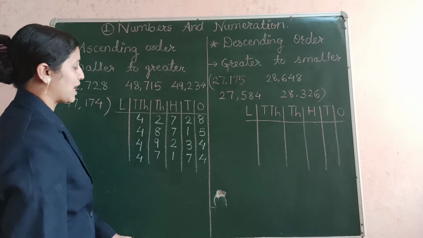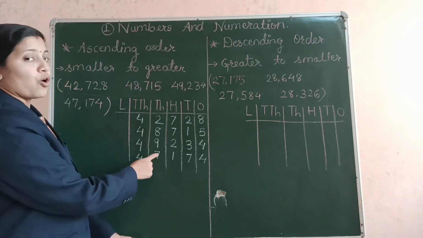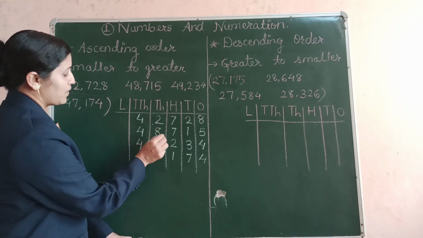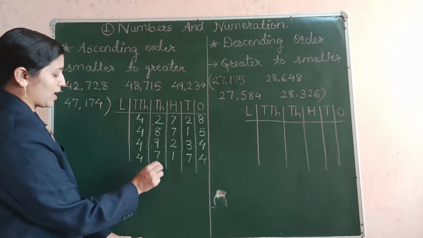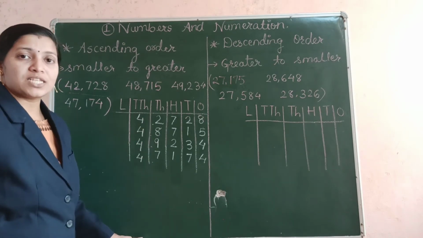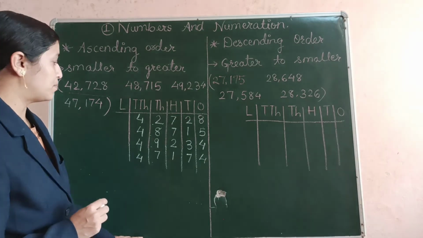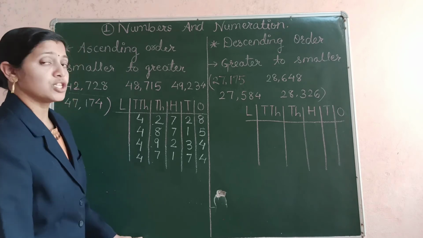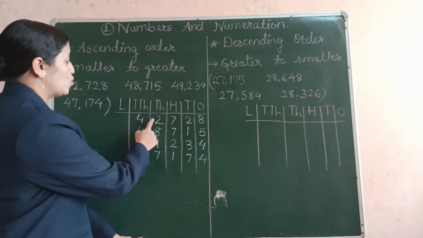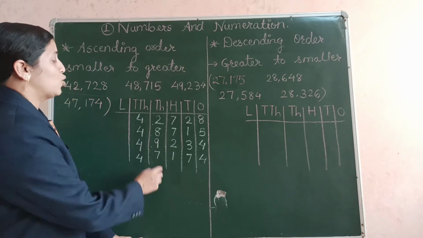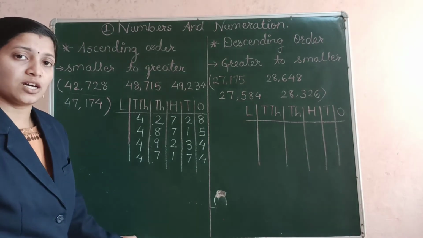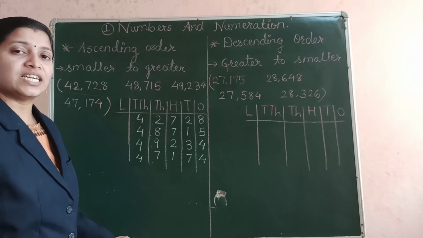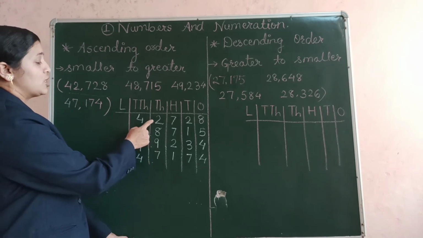Now let us see the thousands place. In thousands, you can see all the digits are different. In the first number we have 2, in the second number we have 8, in the third we have 9, and in the fourth we have 7. So in the thousands place, we can compare between the numbers. We have to find out which is the smallest digit: 2, 8, 9 or 7. Yes, 2 is the smallest digit over here. 8, 9 and 7, all these 3 digits are greater than the digit 2.